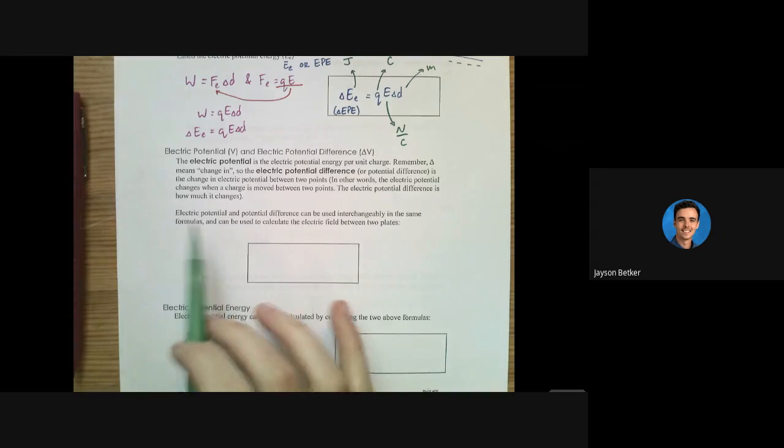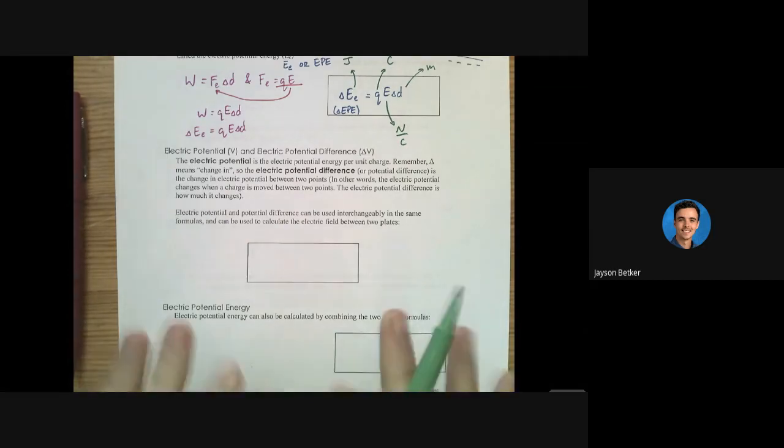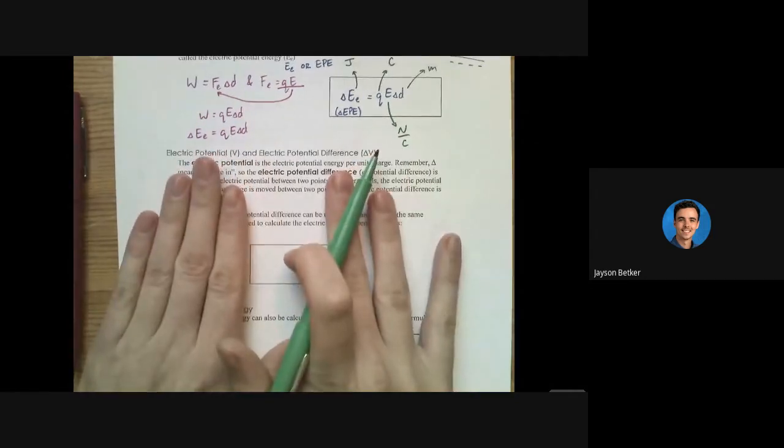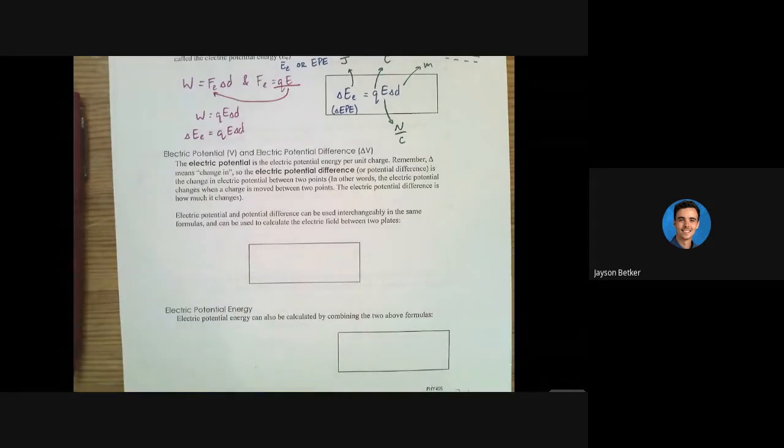So electric potential and potential difference can be used interchangeably in the same formulas, and they can be used to calculate the electric field between two plates. That's all new. That's all weird and foreign stuff that we haven't really seen before. But when I show you the formula, it will make more sense. Okay. Now, the electric potential is the potential energy per unit charge. So electric potential, we are going to use this formula for the electric potential.